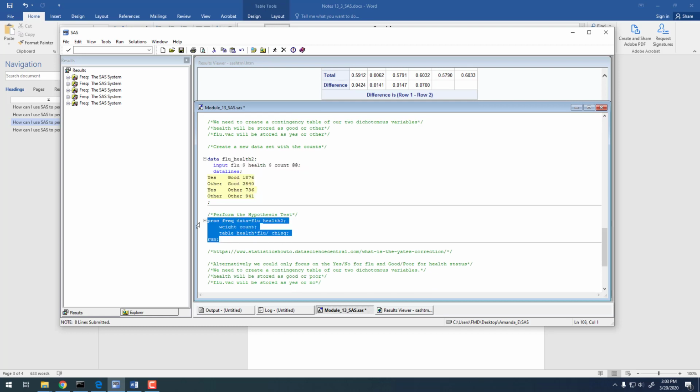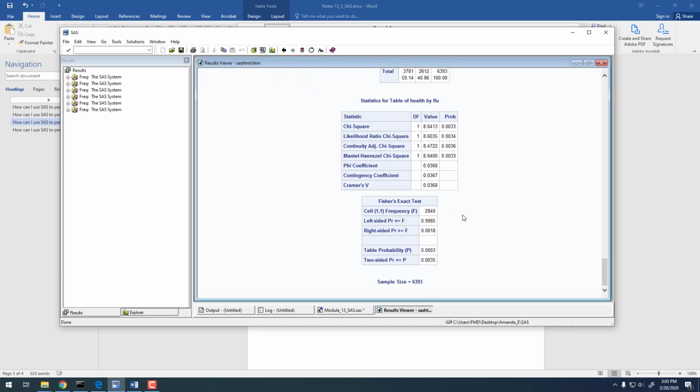And then I can run the hypothesis test just like we did before, but the only difference here is I'm going to now include chi-square because I want to perform the chi-square test. So let's run this. Notice here is my new results. Now you'll notice it says statistics for the table. There are several different hypothesis tests that are actually run here. And the one that we are going to use is the continuity adjusted chi-squared, which is this one right here.